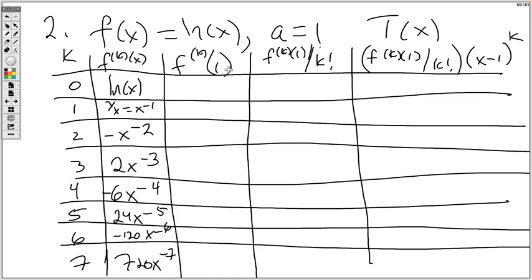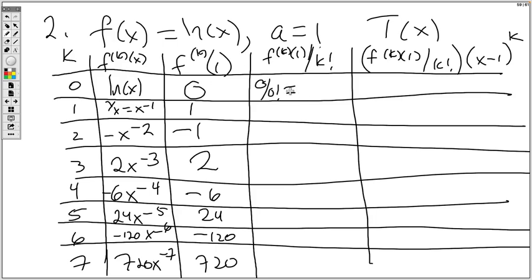Now I take each of these derivatives and I plug in the center. The center here is 1. What's the natural log of 1? 0. Plug 1 into there. You follow? And now I divide by the factorials. 0 divided by 0 factorial is 0 over 1, and that's 0.